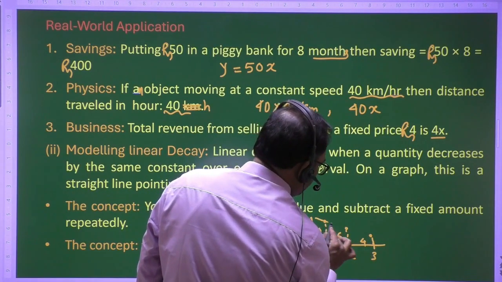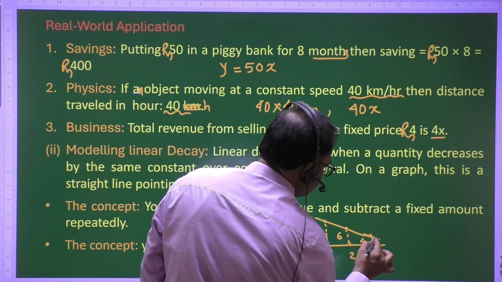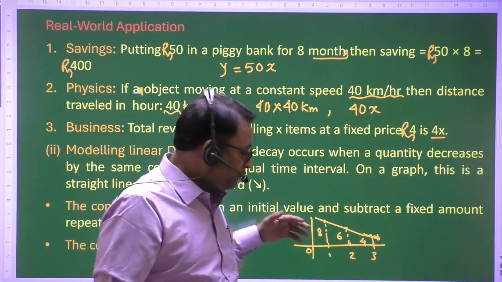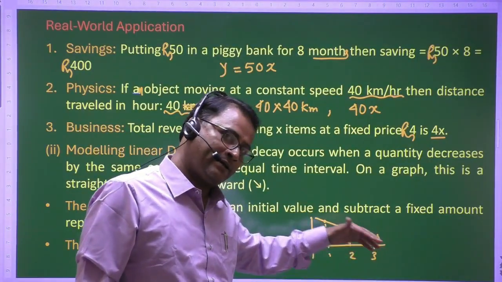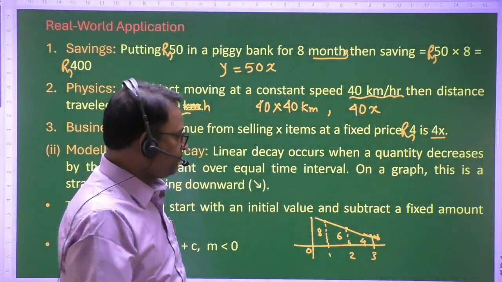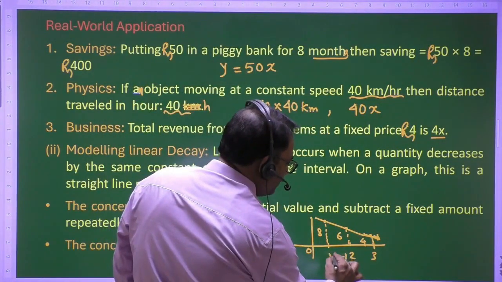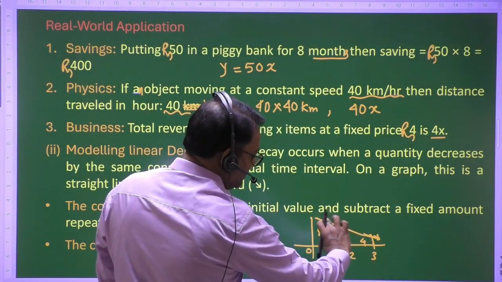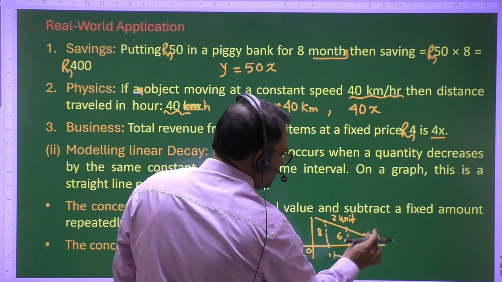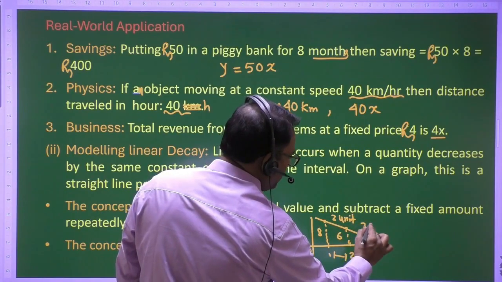So you notice that when you join this line, you will have a straight line which is pointing downwards. It looks like when we are moving from left to right, we are coming down from the mountain. Okay now, in 1 unit duration the amount decreases from 8 to 6, that is 2 units. And from here the amount decreases from 6 to 4, again 2 units.